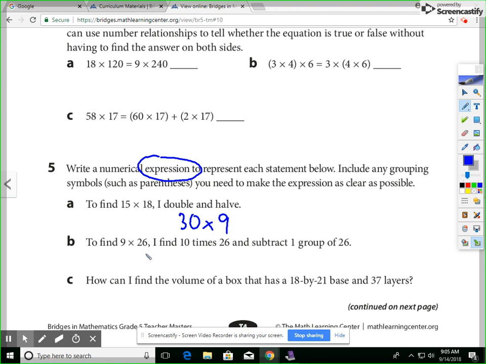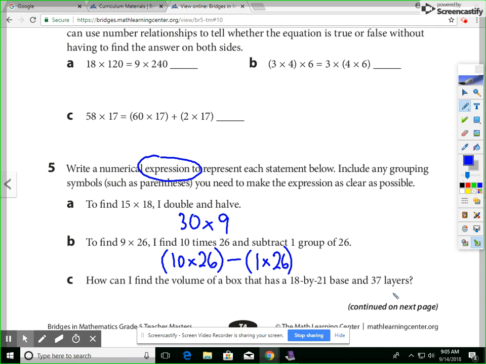Letter B, 9 times 26. They're going to say I'm going to do 10 times 26 and take away one group of 26. So that would be the over-under strategy. So we're just going to show 10 times 26. It tells you what to do right there. I like to use parentheses in our over-under. 10 times 26. Subtract, it even tells you what to do. Subtract one group of 26. And we've been talking a lot about group of, meaning multiply, so we know 1 times 26. No answer needed there.